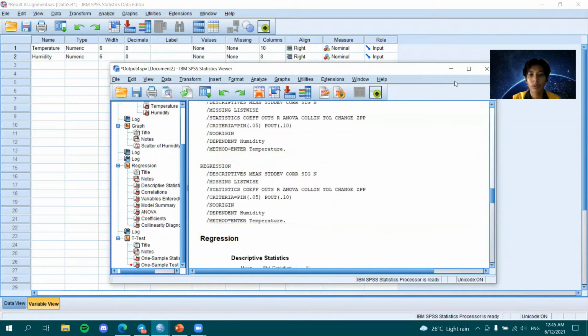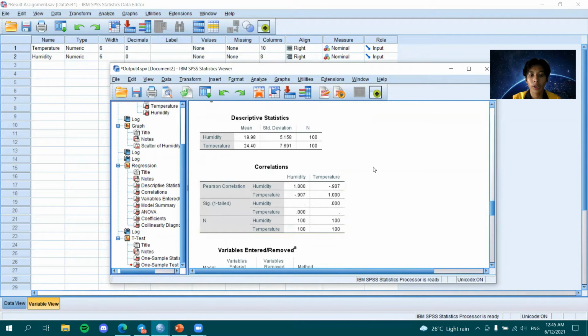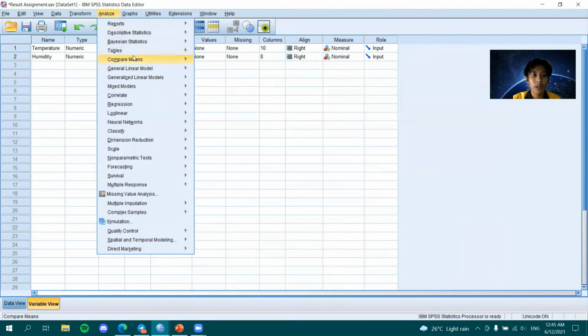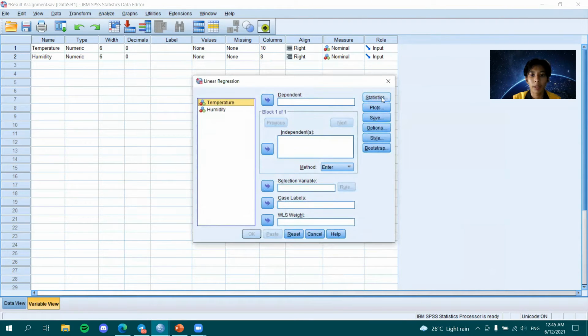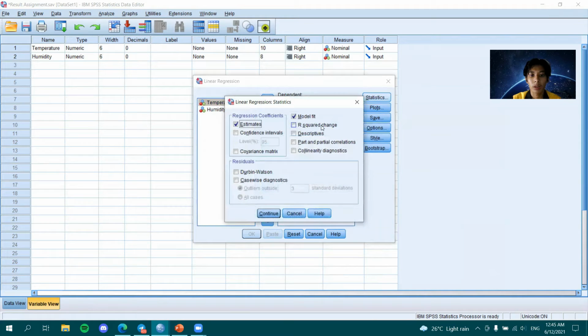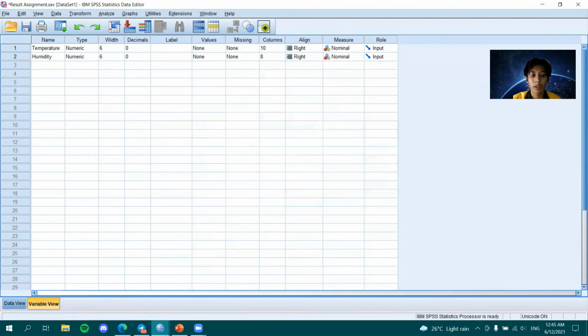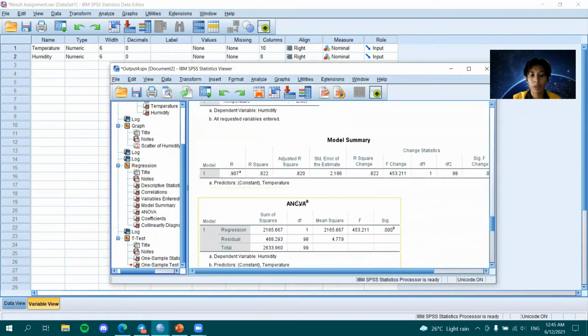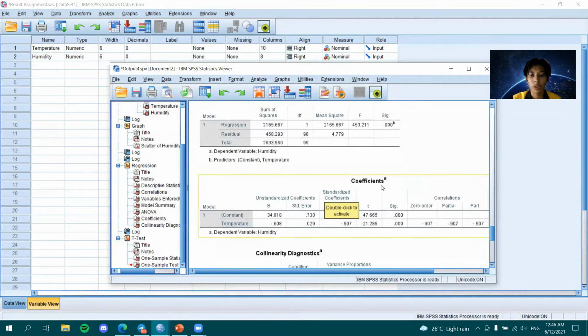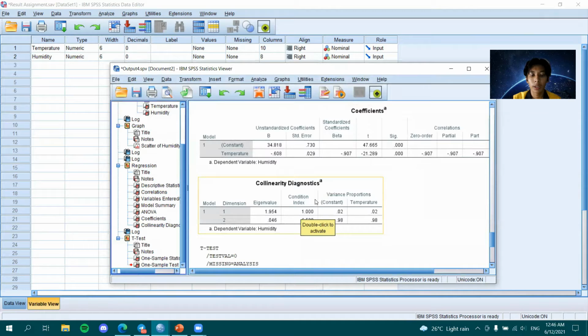So to achieve the regression and the correlation, we use analyze, regression, linear, and set the dependent and independent. And for the statistics, we select the R-squared change, descriptive, part and partial correlation, and collinearity diagnostics. We choose all of it, and then we get the table for each of the data, which is correlation, variables entered, model summary, the ANOVA table, and coefficients, and also the collinearity diagnostics.